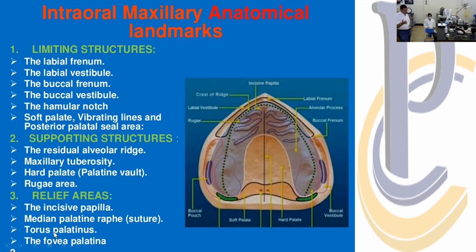Torus palatinus. I will show you the torus palatinus. Sometimes people have extra bone in the middle of the palate. They call it torus palatinus.